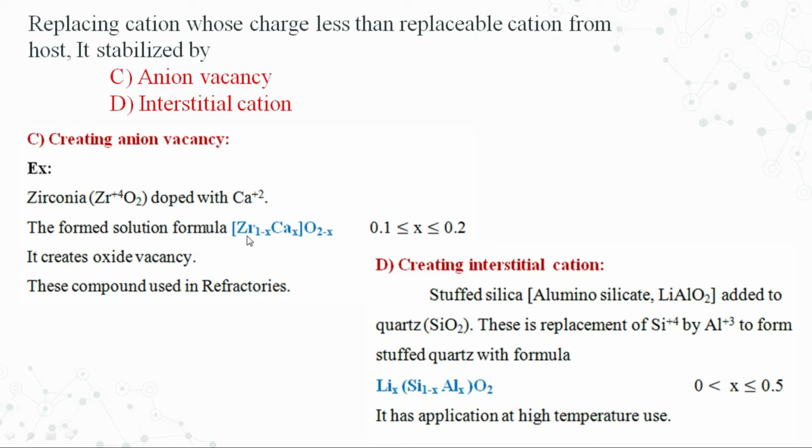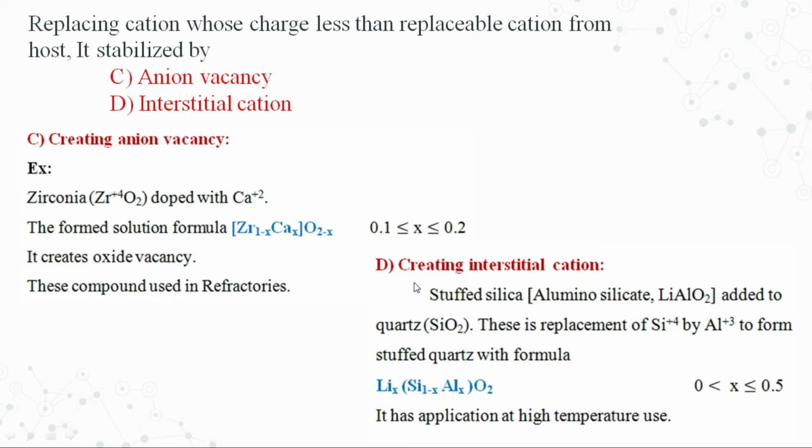of the solution is Zr(1-x)Ca(x), and for the same difference of charge, that many oxygens I need to remove, so O(2-x). So this is the formula of the formed solution. This creates oxide vacancies, and these compounds are generally used in refractories. Refractory means these are the industries which work to prepare high temperature structures.